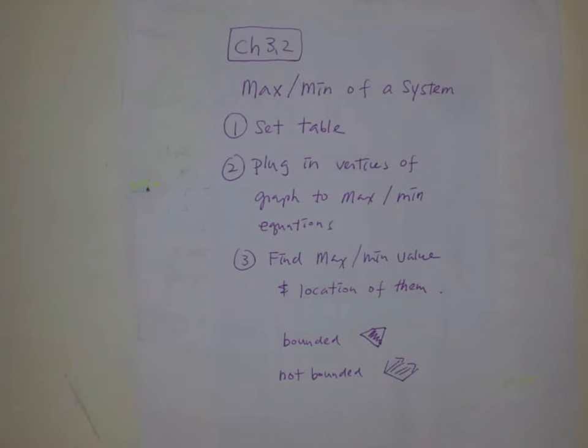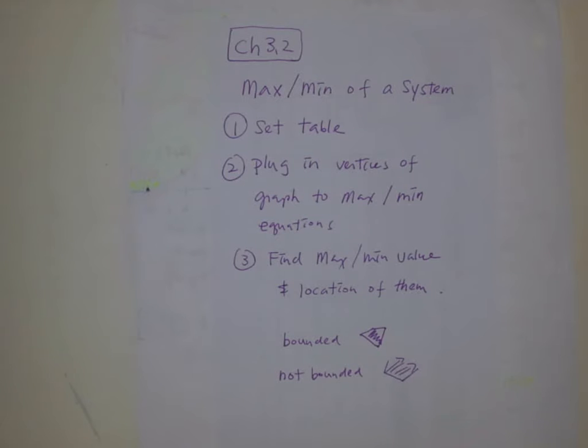Okay, this video is a review for chapter 3.2, which we did before spring break. In this one, they ask you to find the maximum or minimum values of the system and the location. For most of this, if the graph is given to you, then you will set the table and plug in the points of the graph, the vertices of the graph, into the given equation, which will help you find the maximum and minimum values.